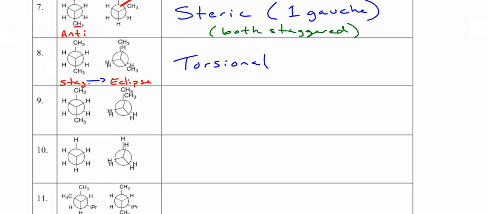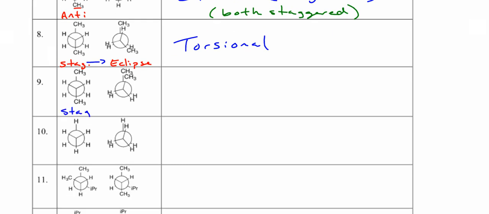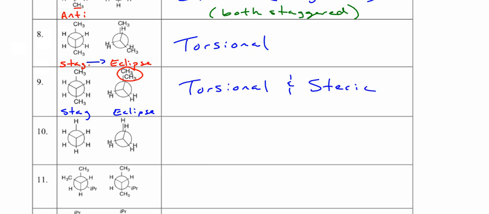Okay, take a look at number 9. This is, again, staggered. This is definitely an eclipse. But there's extra things going on here because you also have this atom-atom strain. You have atoms too close together. That's called a total eclipse. So you're going to have torsional, and the reason why is that you're going from staggered to eclipse. But because you have a total eclipse and you have those branches that are larger than H, hydrogen, you're going to have a steric strain as well.